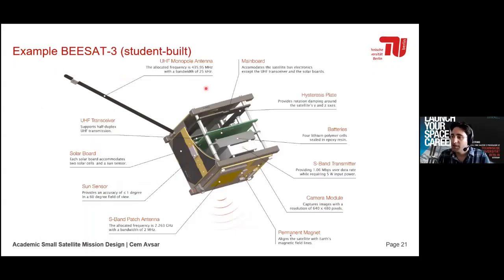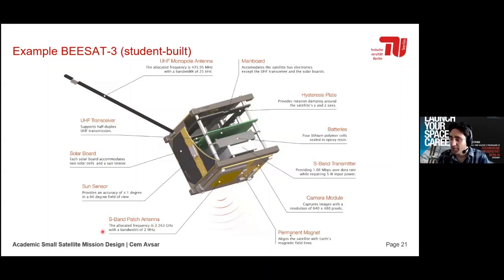So I'm just going to give you an example of BESA-3. This is Berlin Educational Experimental Satellite number 3. Nowadays, I think we have even number 12 or so in the pipeline in development. It's a relatively simple structure. You can see the monopole antenna for communication. We have one antenna here. Then you have one main board with the bus electronics and the transceiver. The UHF transceiver for communication is separate though. It's a separate board. Then on every side you have a solar board, with solar cells and a sun sensor to detect where the sun is.